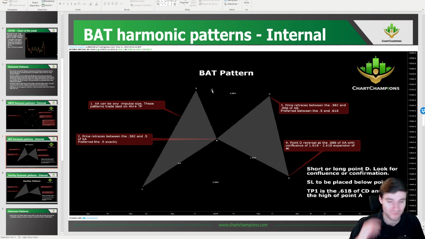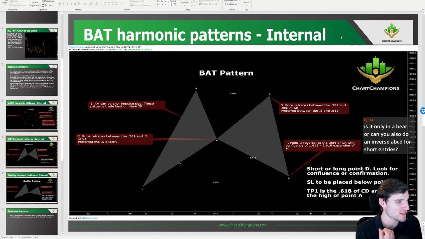Yeah, the basic, nearly said basic attention token pattern, just kidding. The BAT pattern, okay, it's unrelated to basic attention token. But the BAT pattern, and this is what I've labeled here as internal. So obviously we have in total, what is it, like 6, 7, 8 harmonic patterns in total.